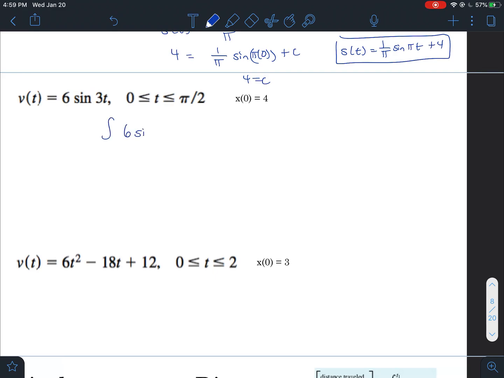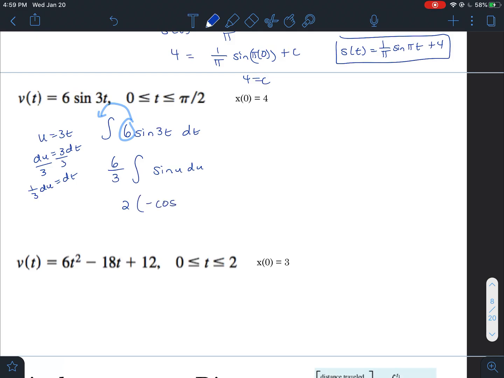So we're going to integrate 6 sine 3t dt. So u is going to be 3t, so du would be 3 dt. Divide by 3, divide by 3, so 1/3 du equals dt. So I'm going to pull out that 6, and I'm going to pull out the 1/3. So I have 6 and 1/3, so 6 over 3 equals 2, times sine u du. The antiderivative of sine is negative cosine, and then replace, so negative cosine 3t, then plus c. That's my displacement function, which is negative 2 cosine 3t plus c.